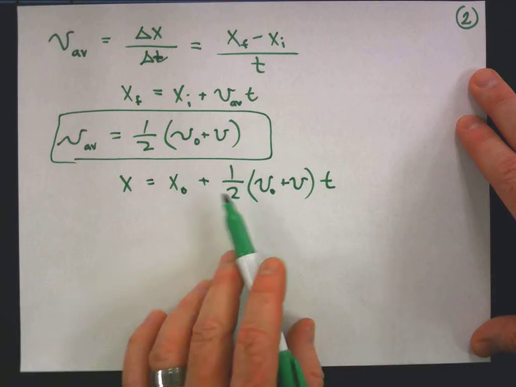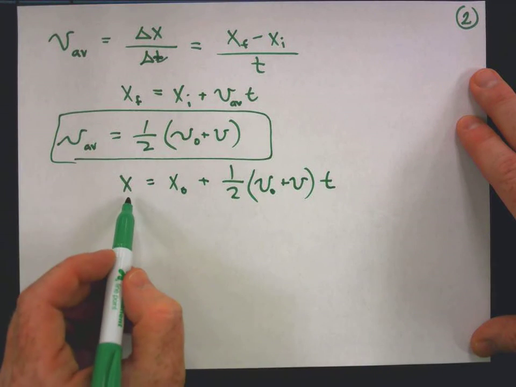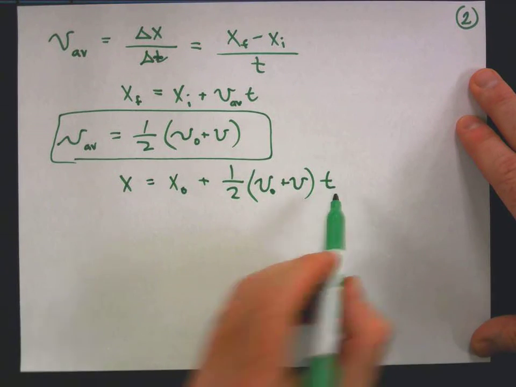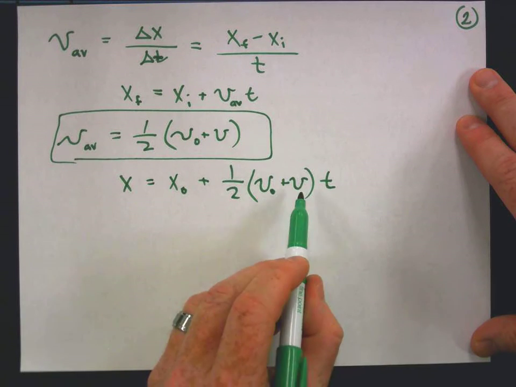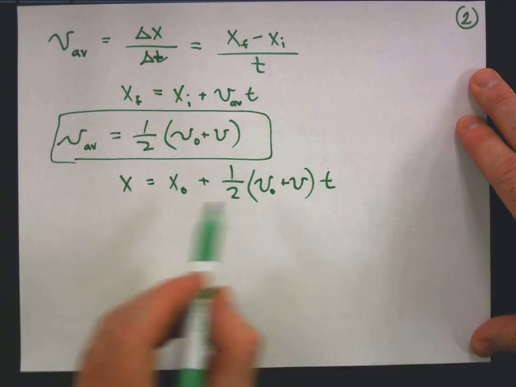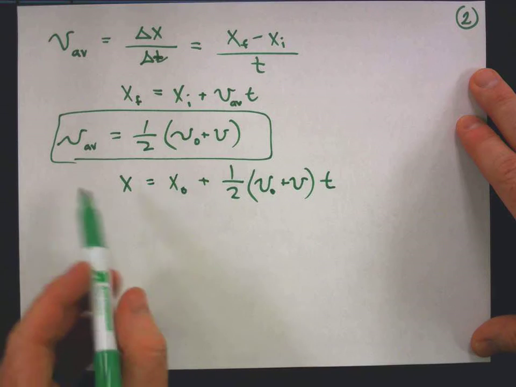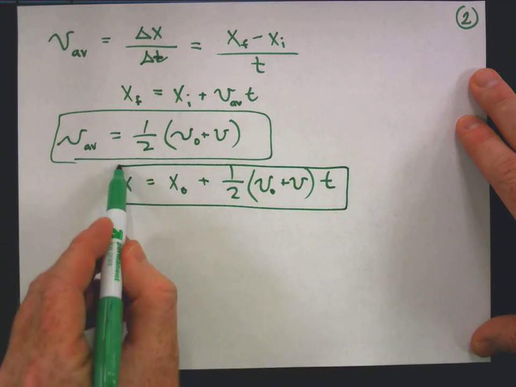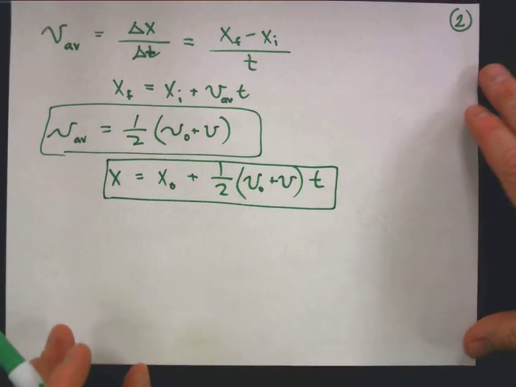and this one, where you can find the position of an object at any moment in time if you know its initial and final velocities and its starting location. So you have two more equations of motion here.